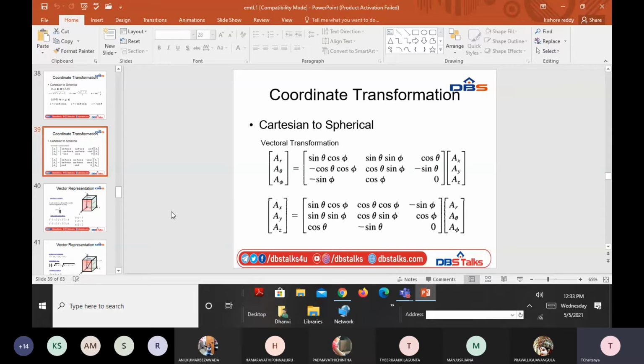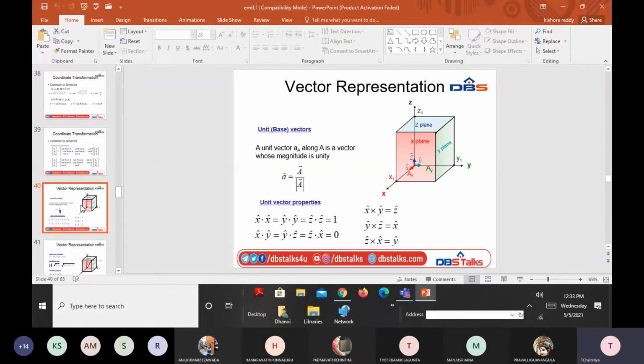And next, see the vector representation. So next we can go for the vector calculus. A unit vector a_x along a is a vector. Consider a bar as a unit vector along the A vector. Unit vector a is nothing but A by magnitude of A. So let us look at the vector properties.